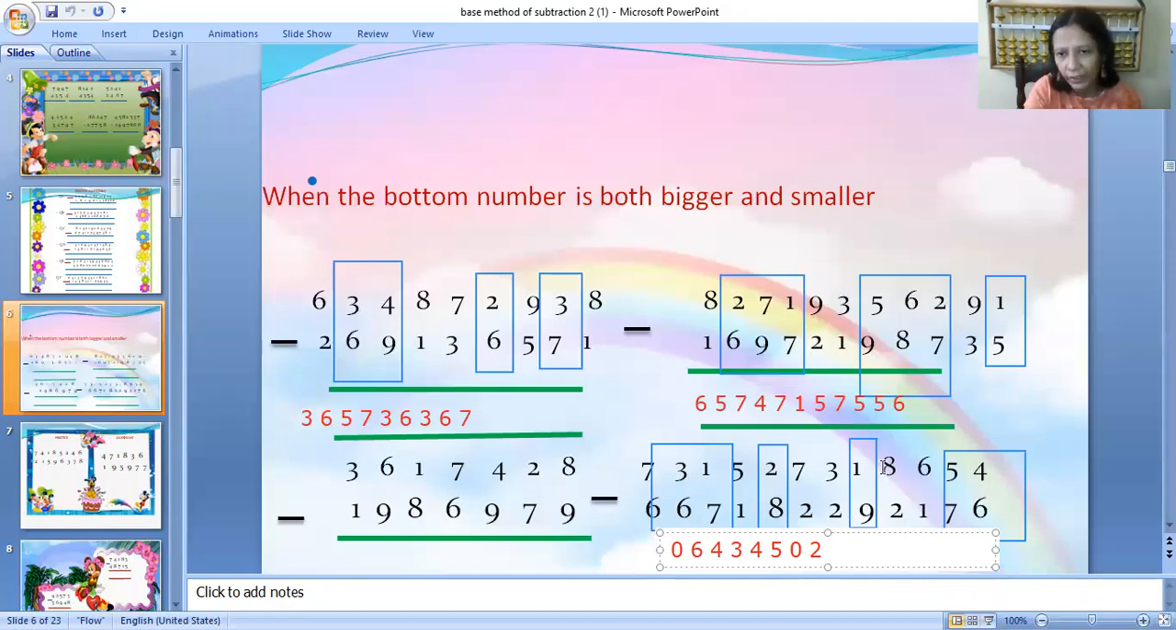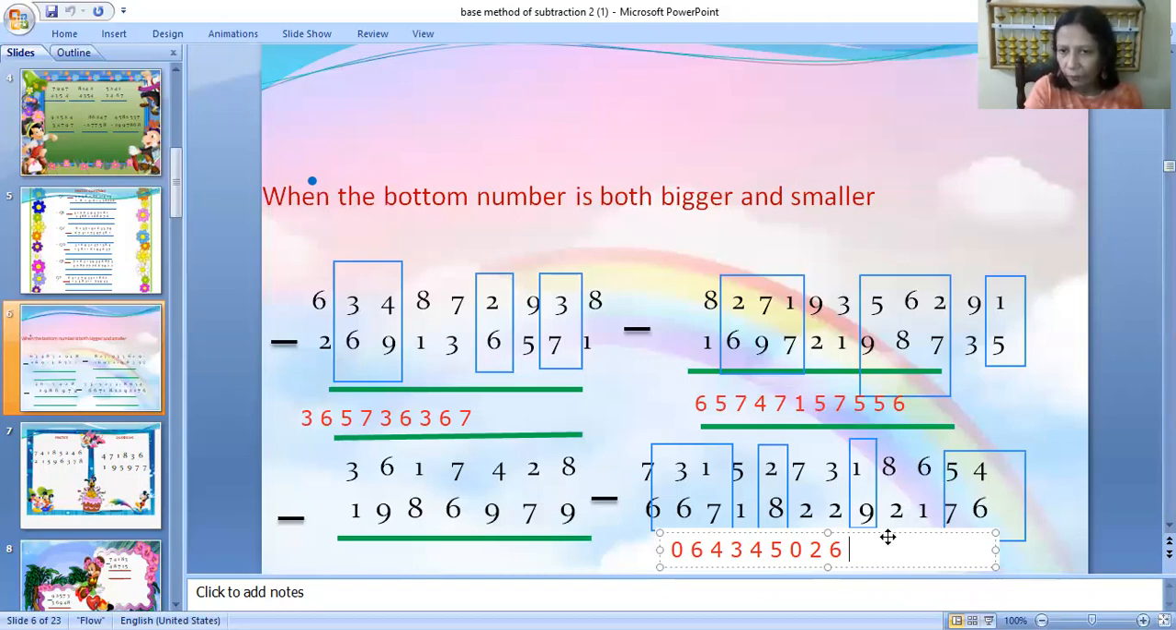Okay, move to the next pair. 8 minus 2 is 6. You got 6. Will you write 6 here? Yes. Why you will write here 6? Because move to the next pair. You can do the subtraction directly. You don't need any borrowing. So here you will write 6. Okay. Move to the next pair. 6 minus 1 is 5.